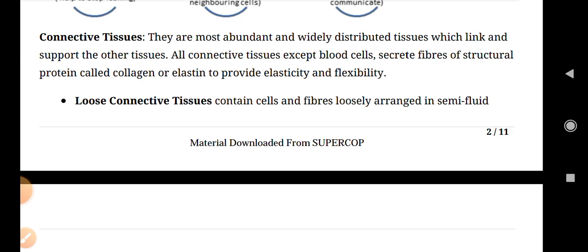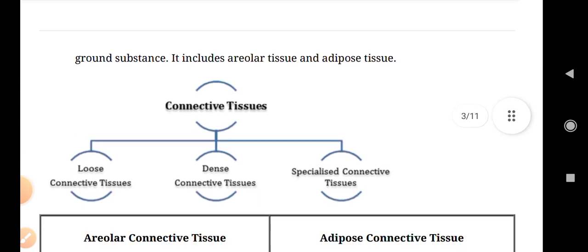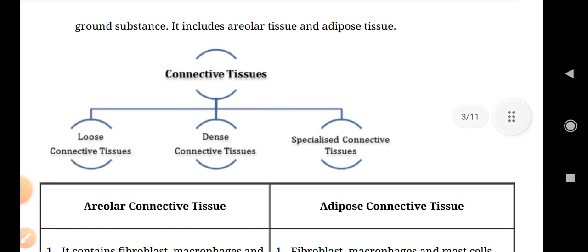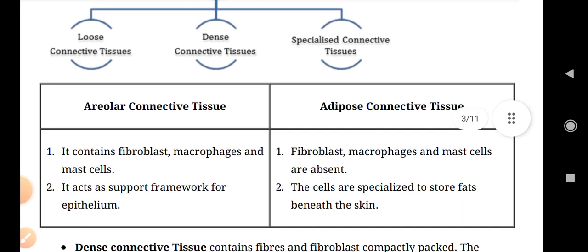Connective tissues are the most abundant and widely distributed tissues, which link and support the other tissues. All connective tissues except blood cells secrete fibers of structural protein called collagen or elastin to provide elasticity and flexibility. Loose connective tissues contain cells and fibers loosely arranged in semi-fluid ground substance. It includes areolar tissue and adipose tissue. Connective tissues: loose, dense, specialized connective tissues.